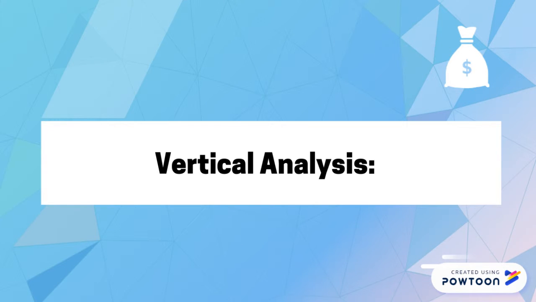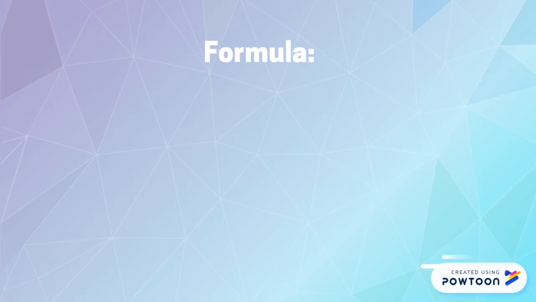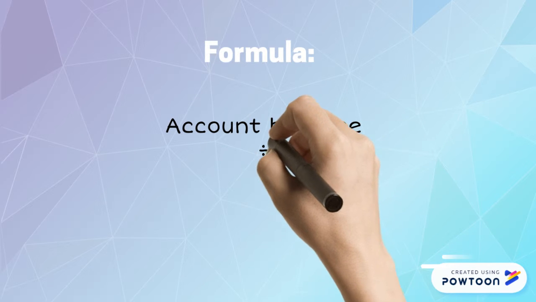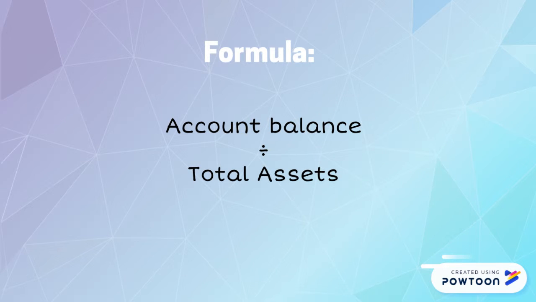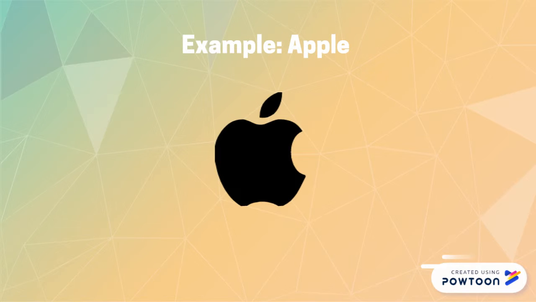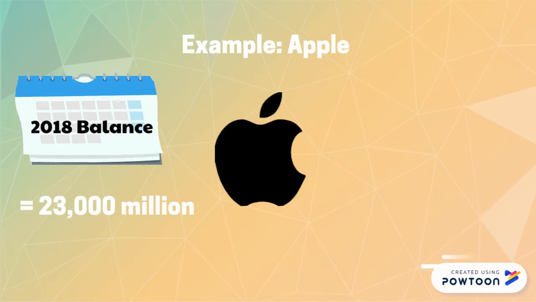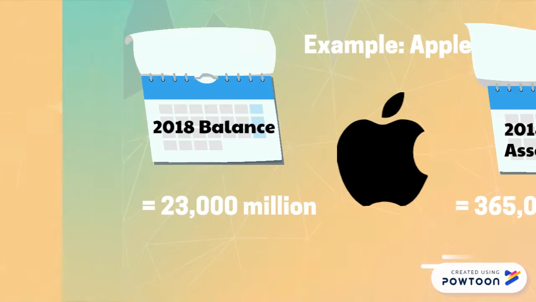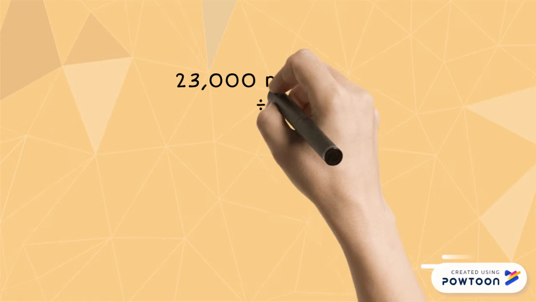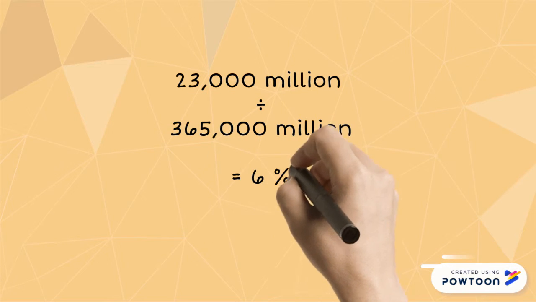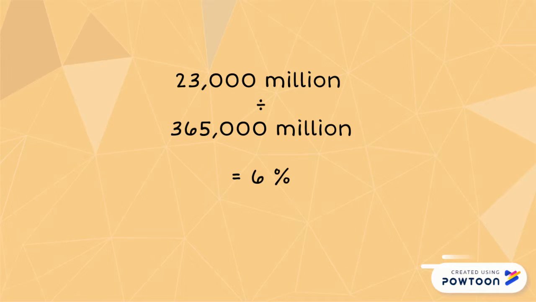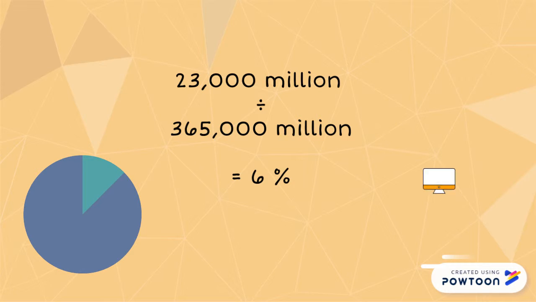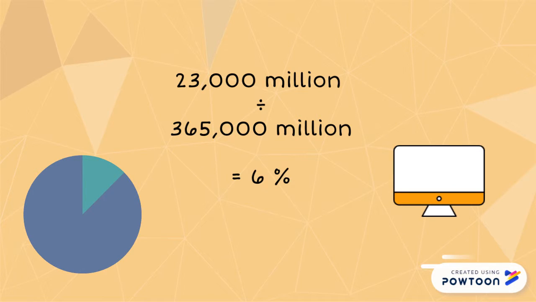Then we have vertical analysis, which is a method of comparing a company's account balances within 1 year. The formula is account balance divided by total assets. Using Apple's 2018 accounts receivable balance and their total assets of 2018, if we divide Apple's 2018 accounts receivable balance by their total assets, we see a percentage of 6%. This means that Apple's accounts receivable balance is 6% of their total assets.